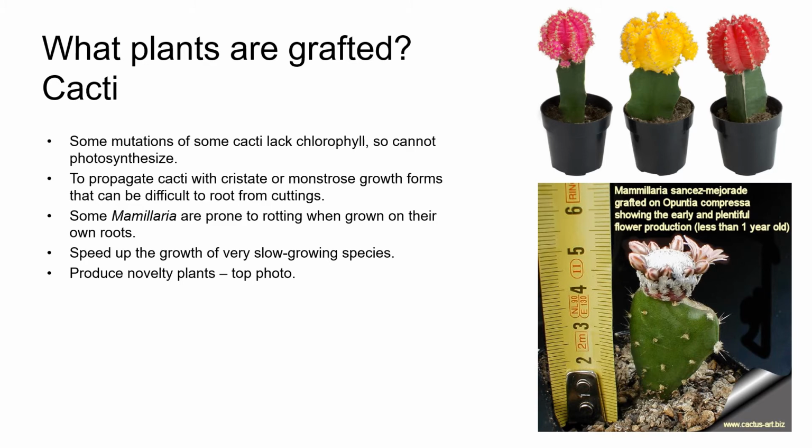Cristate or monstrose growth forms on cacti can often be difficult to root from cuttings, so they're usually grafted. Some mammillaria species are prone to rotting when they're grown on their own roots, so these are also grafted in order to avoid problems with rotting. Grafting can also speed up the growth of very slow-growing species of cacti and encourage earlier blooming. This can be an important factor for plant breeders and in conservation.